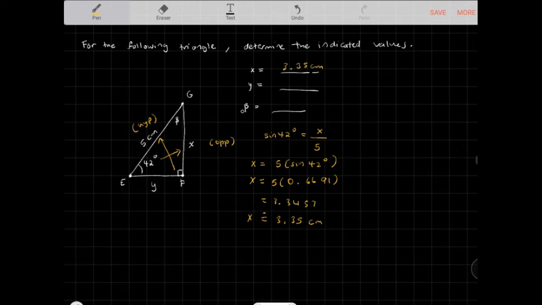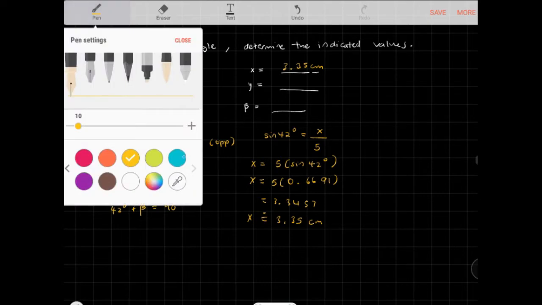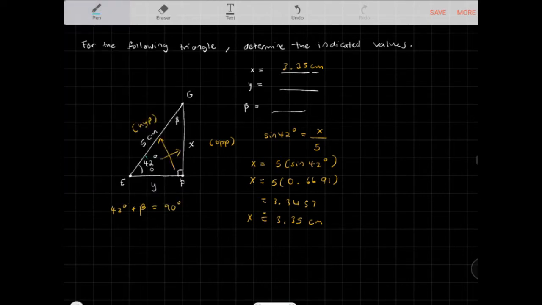Before solving for y, we can actually note that beta here, 42 degrees plus beta, should equal 90 degrees because these two are examples of complementary angles, right? So you could have actually started by doing that first. So beta here is 90 degrees minus 42 degrees, which should be 48 degrees. So this is 48 degrees, okay? And put the degree sign and note that it is in degrees. It's important to keep the units on.